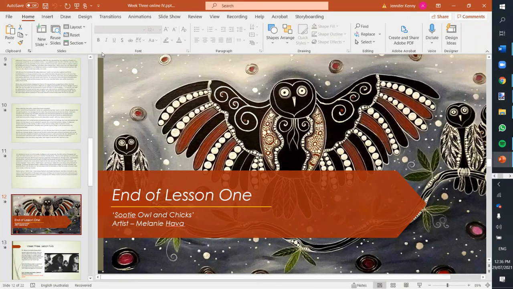This is a painting done by Melanie Harvar. It's called Sooty Owl and the Chicks, for those people that were curious.